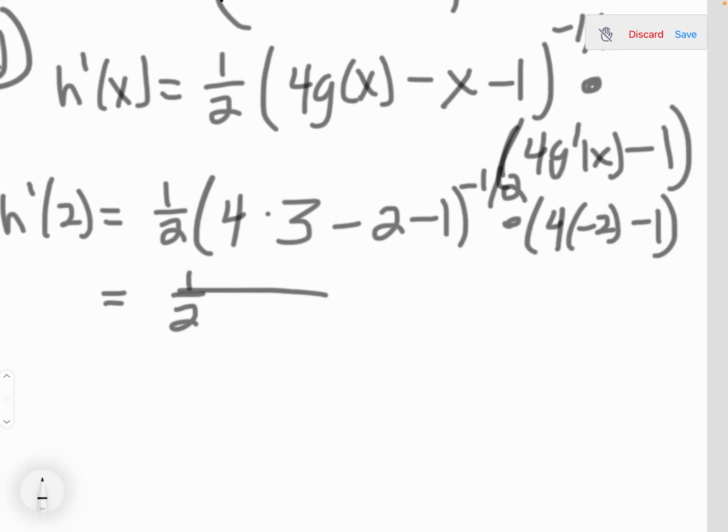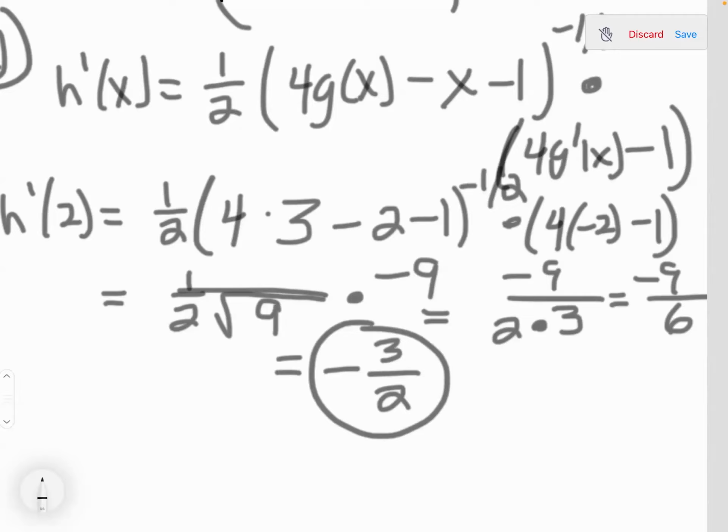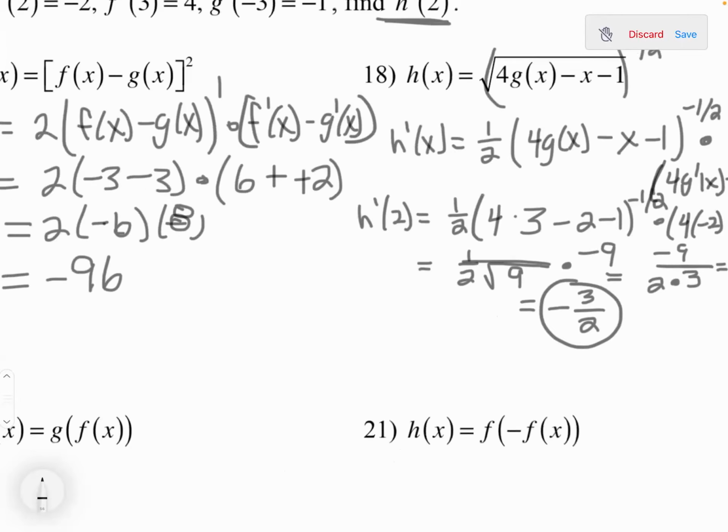We're going to go ahead and move this to the denominator. We get the square root of 4 times 3, -1/2, moved to the denominator, becomes a square root. 4 times 3 is 12. 12 minus 2 is 10. 10 minus 1 is 9. So we get 1/2 root 9 times 4 times -2 is -8 minus 1 is -9. So we get -9/2 times the square root of 9 is 3. So we get -9/6. We can divide both of those by 3. So we get -3/2 will be our final answer for number 18.